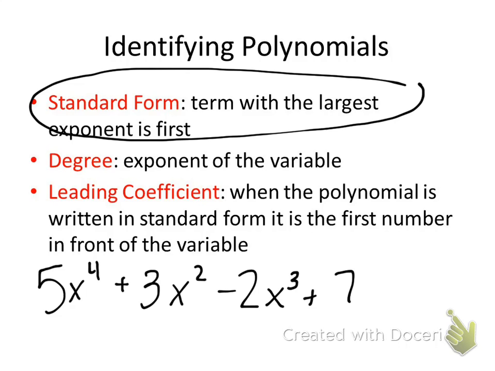So what term would I write first if I wanted to write these terms that I have right down here in standard form? Who can tell me? Which one would come first? Anybody? 5x to the 4th power, because I'm looking at the exponents only. It has nothing to do with the coefficient or the number in front. It's only about the exponent. So that comes first. What would come second?